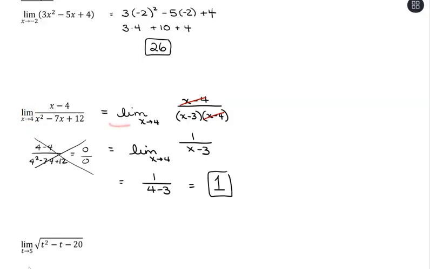So notice that the limit notation stayed there, and then we lost the limit notation in this step because we substituted in that value of 4.